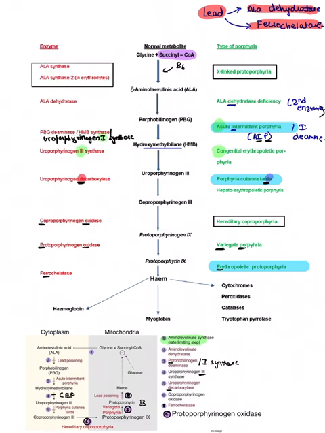Okay, why? Because this is forming hydroxymethylbilane, guys, by uroporphyrinogen 1 synthase. Now, remember, what is the next step? That is uroporphyrinogen 3 cosynthase, guys. So what will this form? This will form uroporphyrinogen. Remember, U, then C, then P.